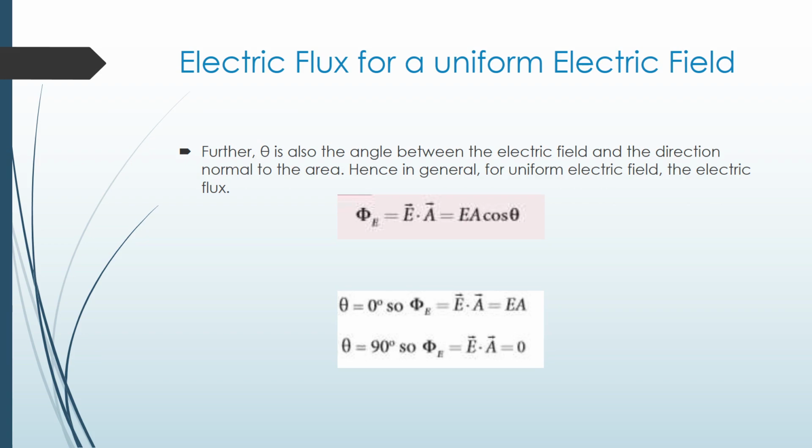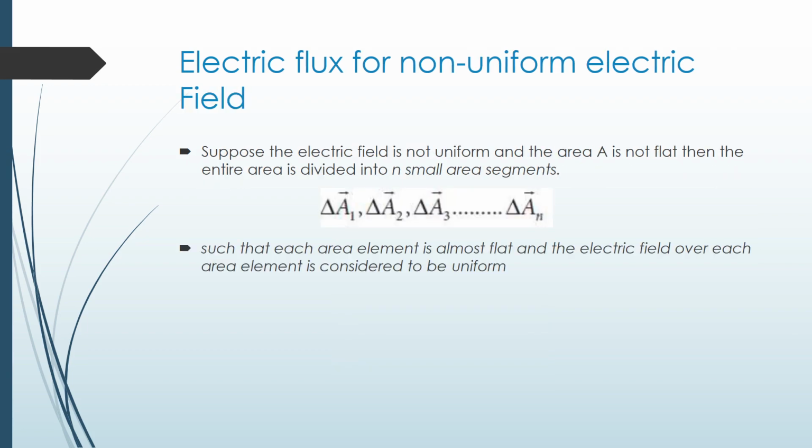Now if we put different values of theta, if we start with theta equal to 0, the electric flux will be maximum, which means the maximum number of electric field lines passes through a certain area. And if theta is 90 degrees, that is, the angle between the area vector and the electric field lines is 90 degrees, then no electric field line passes through this area, and the electric flux will be equal to 0.